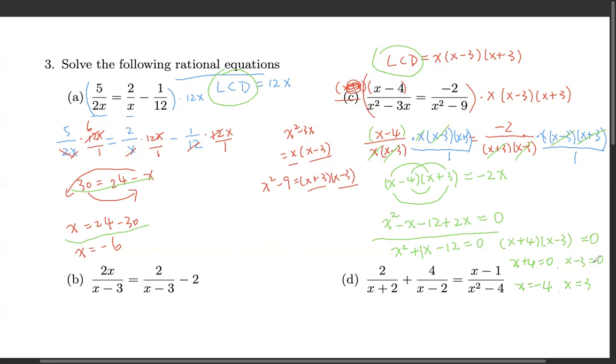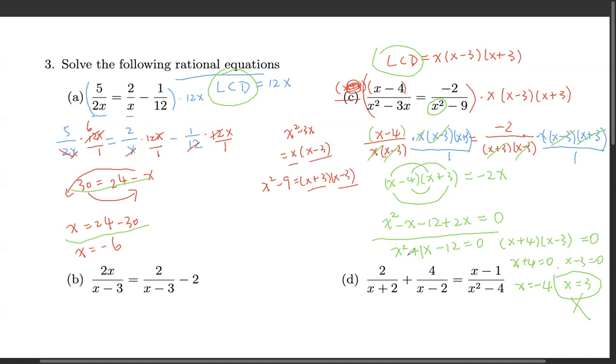Oh, hold on a second. Sometimes we need to go back to check. Sometimes this method will cause something called an extraneous root, which means a fake root. You see, in this case, 3 won't work. Why? We have 3 squared minus 9. 3 squared is 9, and 9 minus 9 is 0. So we will reject this one.